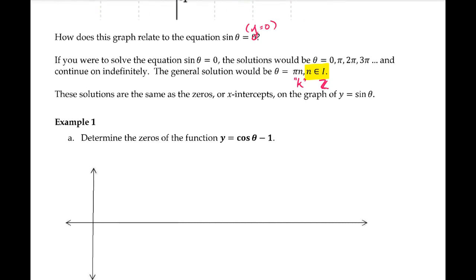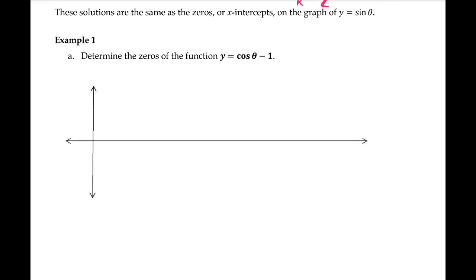All of these solutions are the same as the zeros, or x-intercepts, of the graph of y equals sine theta. So determine the zeros of the function y equals cosine theta minus 1. Knowing what we know about transformations, I can tell you that my d value is -1. That means that my midline is down 1.